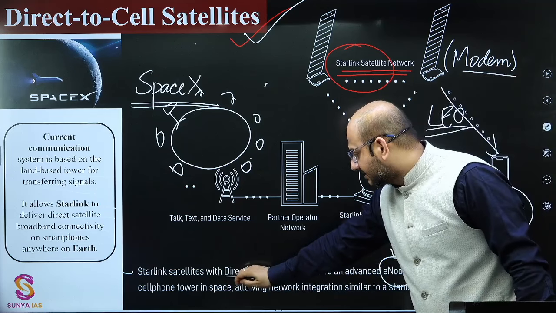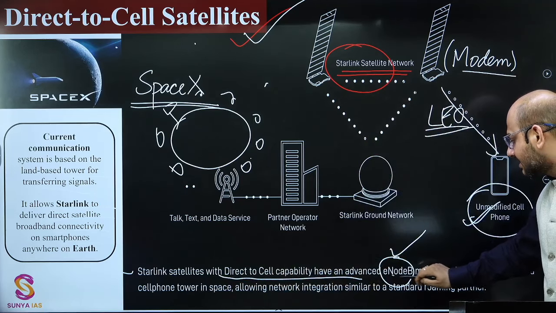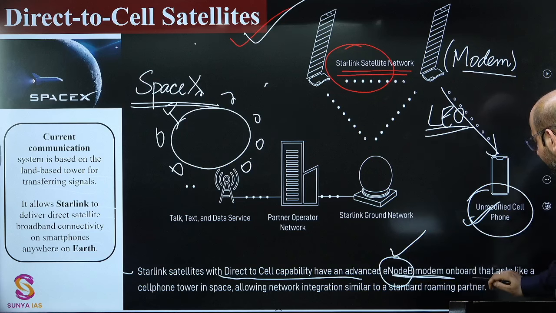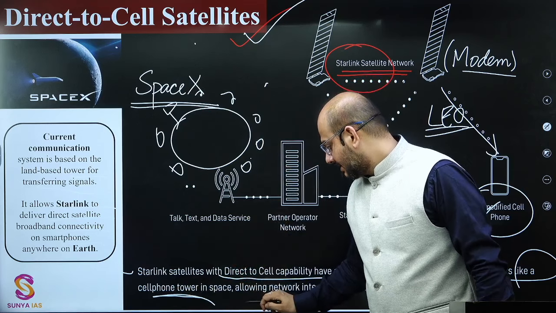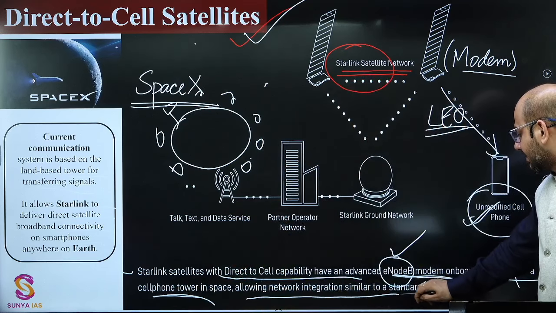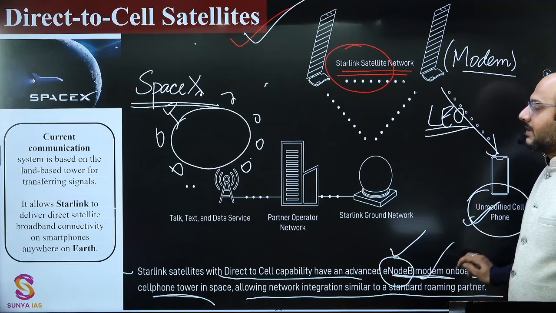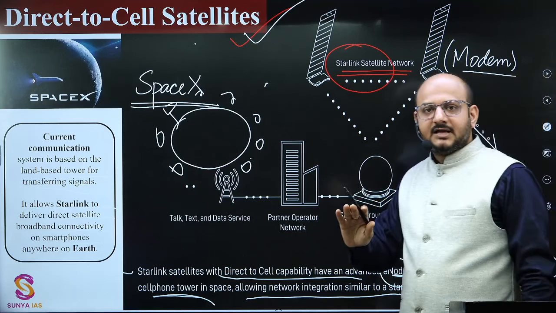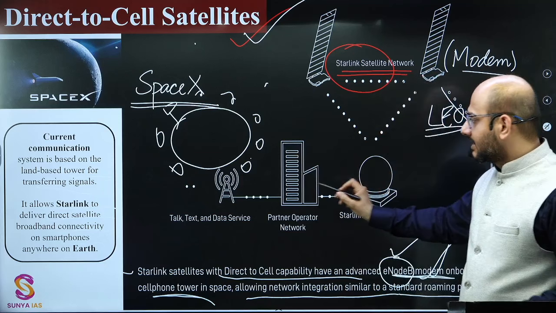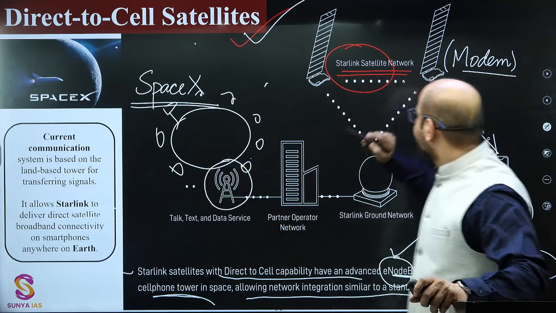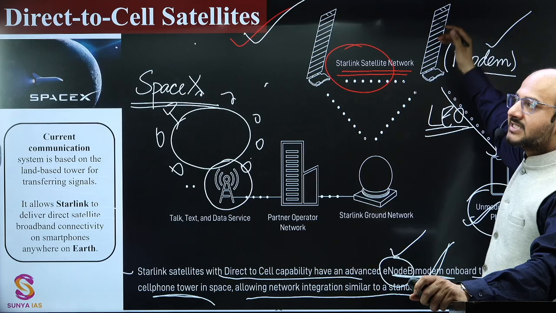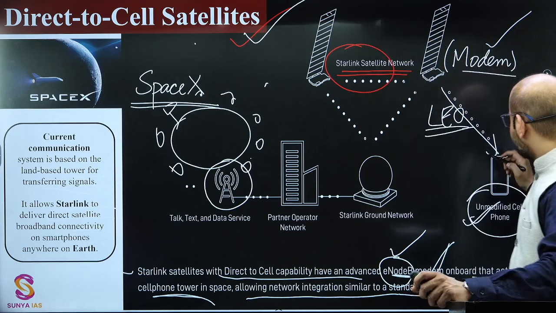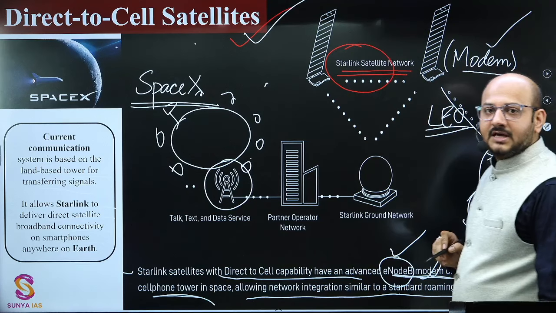Starlink satellites with direct to cell capability have an advanced E-Node B modem on board that acts like a cell phone tower in space, allowing network integration similar to the standard roaming partner. I hope it is clear right now. लैंड बेस्ड टावर की जरूरत नहीं है. यहां पर ये जो E-Node B मॉडेम लगा है, that will itself act as a space based tower for communication directly to our cell phones. I hope it is clear now.